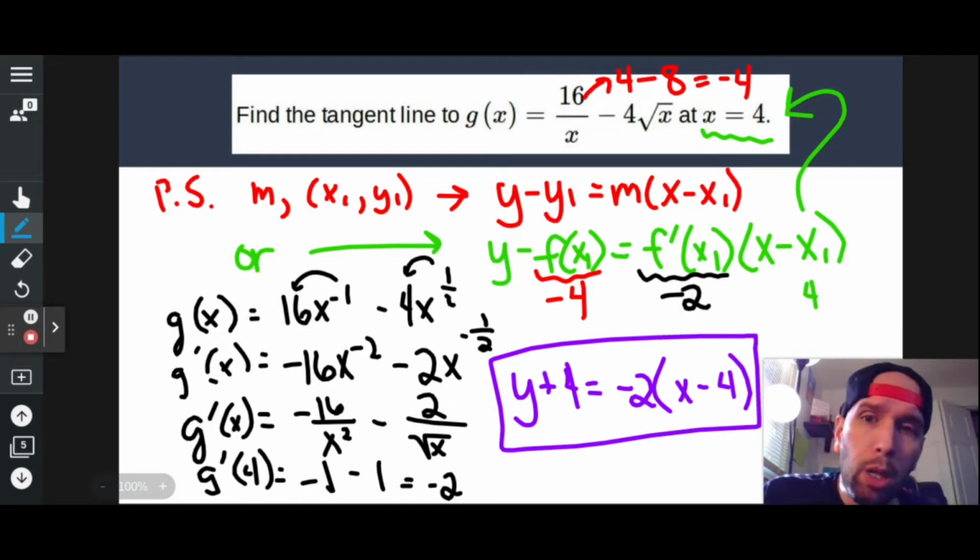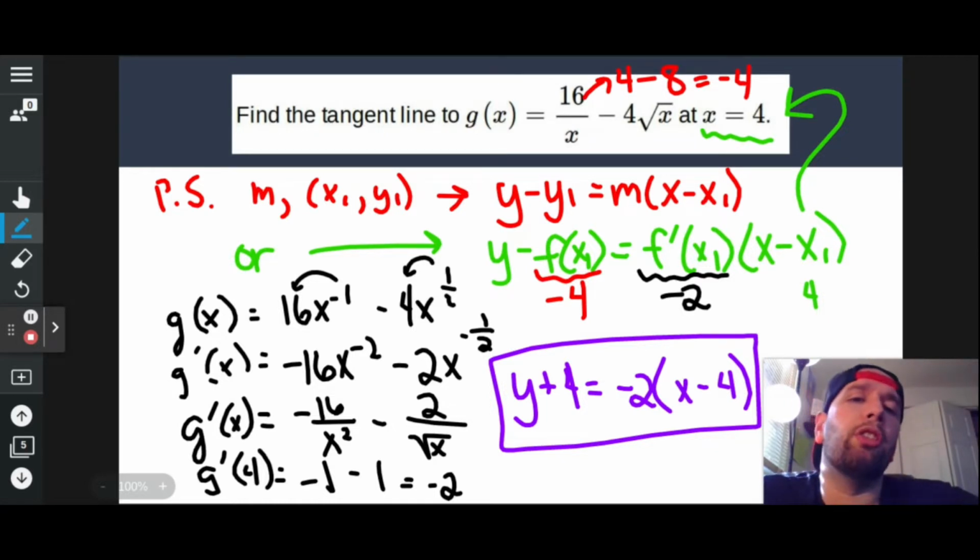We're done. So if I were to graph this guy, whatever that graph might look like, and it's not going to be too pleasant looking, and put a dot at 4 and say, what is the equation for a line that's tangent to this function at 4? There you have it.